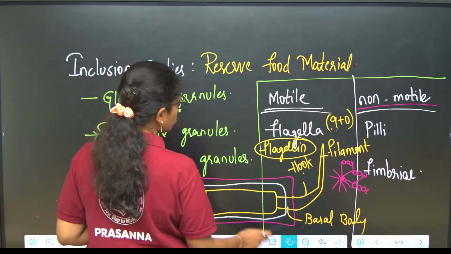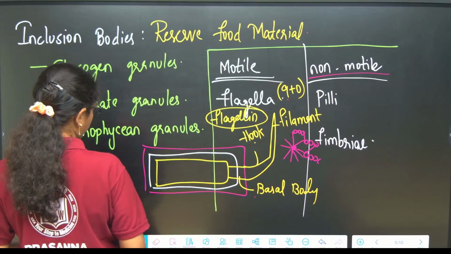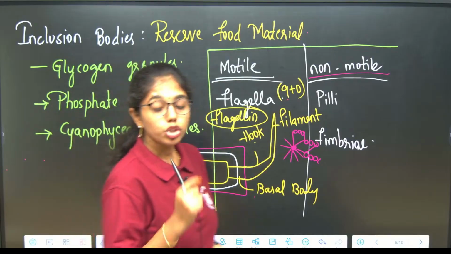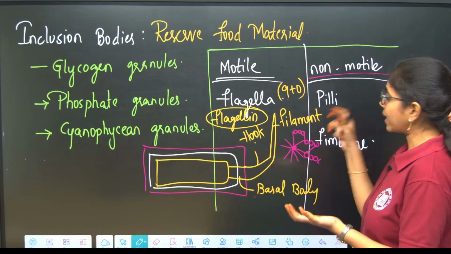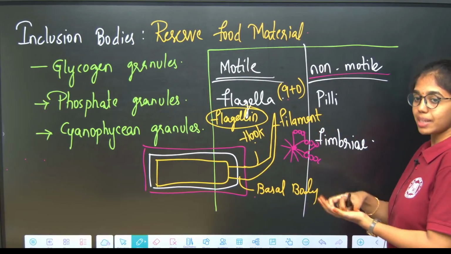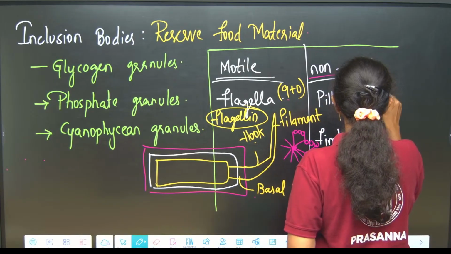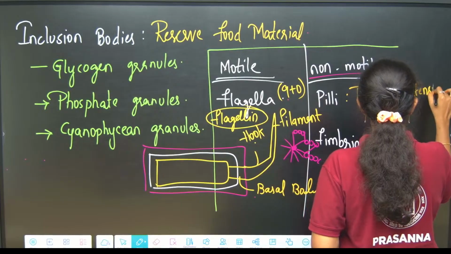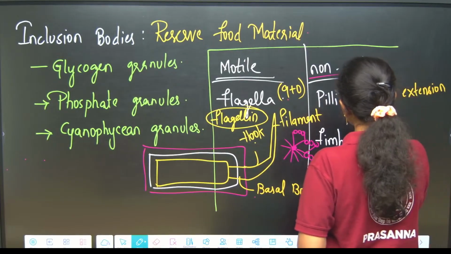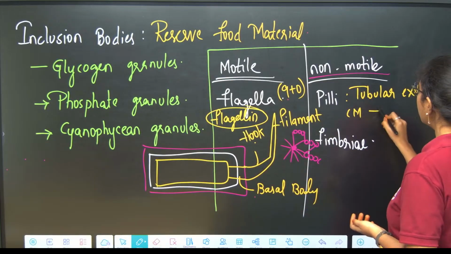Now, when it comes to the non-motile structures, those are pili and fimbriae. Pili are nothing but tubular extensions from the cell wall which helps in attachment of this bacteria to the substratum. Okay. Pili are tubular extensions from the cell membrane. This will help the bacteria to attach onto the substratum.